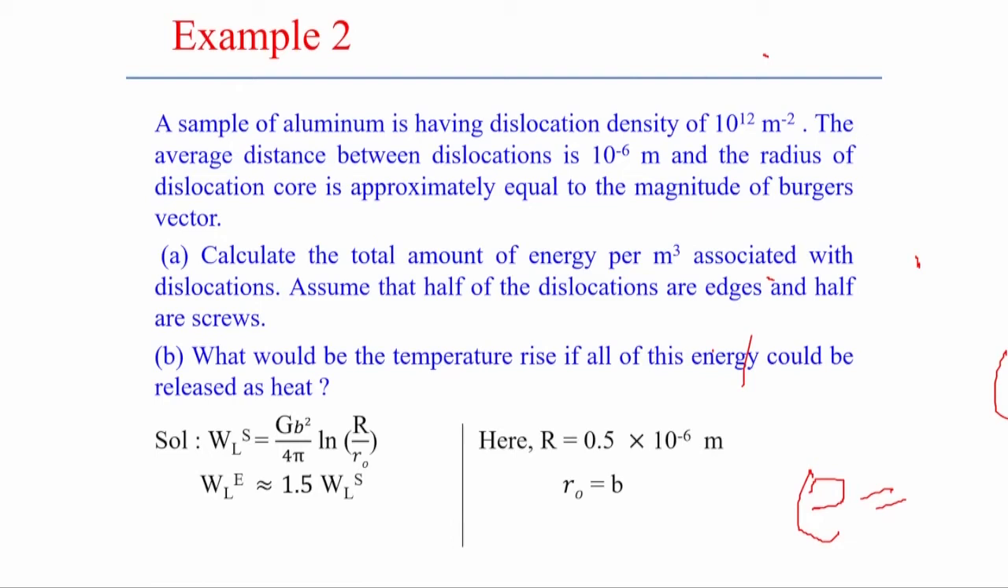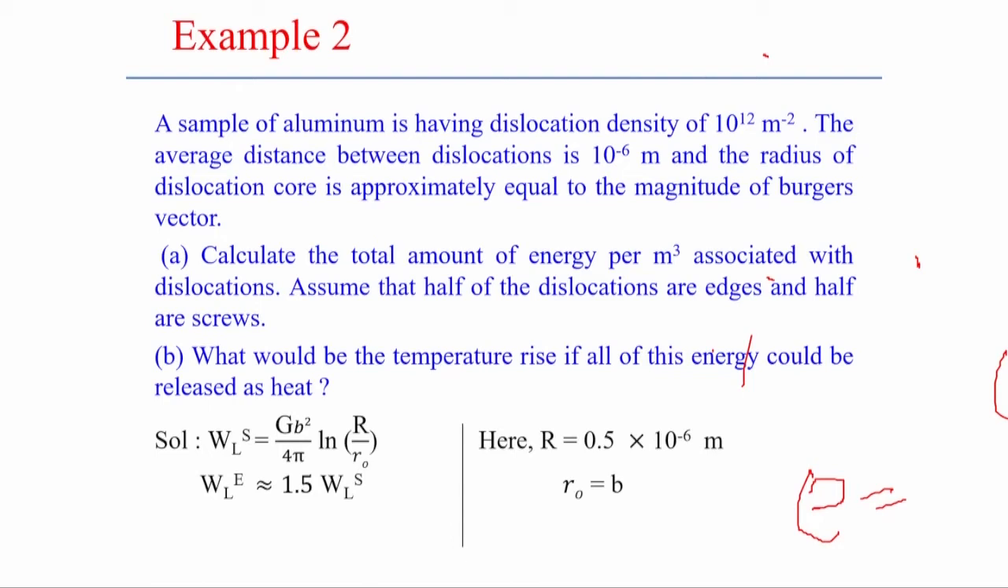That can be estimated because the average distance between two dislocations is given. The effect of one dislocation can be assumed to extend to the midpoint between the two dislocations. So capital R, the upper limit of the dislocation energy, is half of the distance between the two dislocations. That means 0.5 times 10 to the power minus 6 meter in this case.